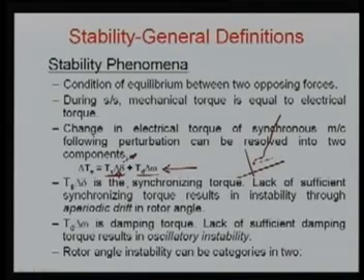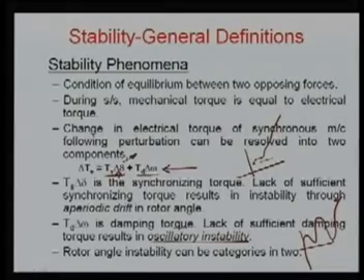The other component is Td del omega, the damping torque. If there is insufficient damping torque, then that will result in oscillatory instability. It means the system will keep on increasing and oscillating, because there is a change in the speed, and hence a change in delta. If speed is changing, then change in delta is also there.